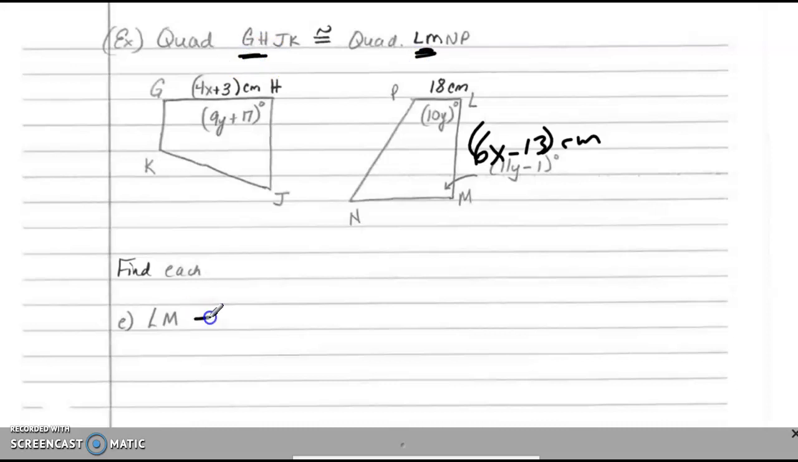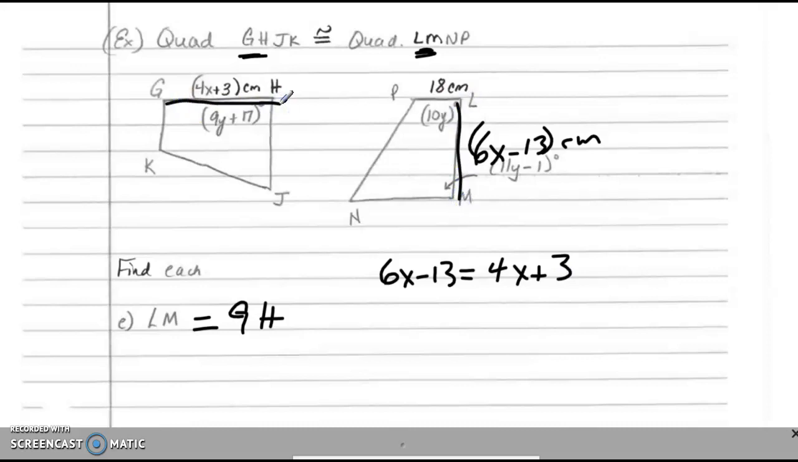So LM equals GH. So that's going to give us LM is 6x minus 13, GH is 4x plus 3. Everybody good with that equation? Because there's LM, there's GH. Side LM matches up with side GH.